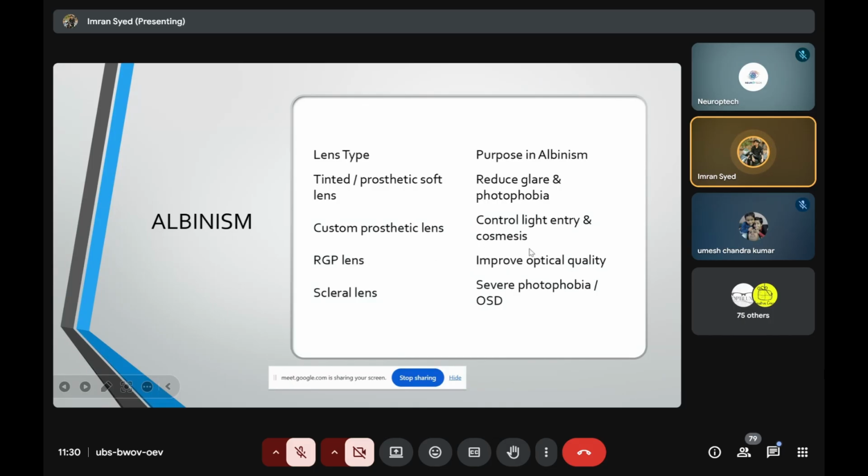RGP lenses will improve the optical quality, and scleral lenses will help if they have any ocular surface disease or dry eye or anything like that. You can opt for scleral lenses in such conditions. So in albinism also, you can consider contact lenses as a management option.